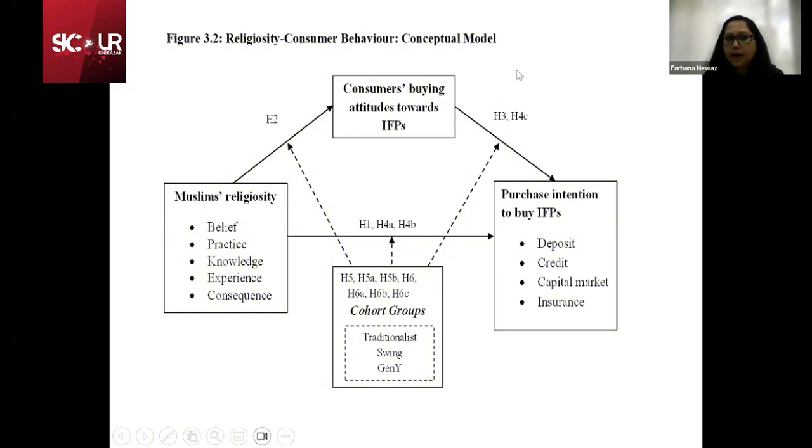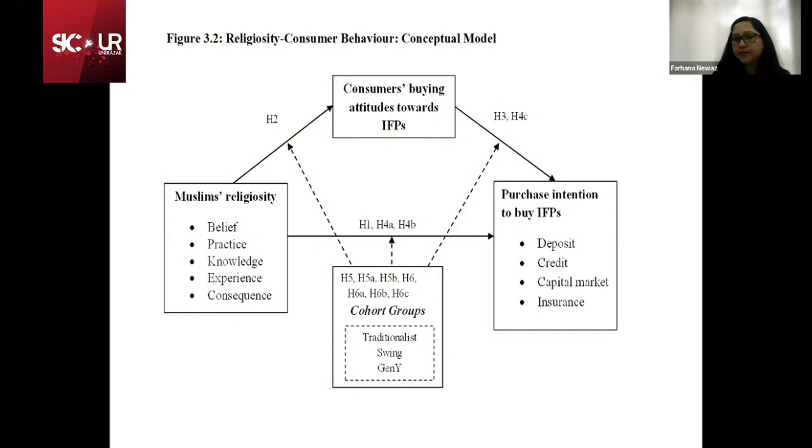Here my main focus of the study is the impact of religiosity on consumers' purchase intention towards Islamic financial products, right? In this case, Muslim religiosity means how committed Muslims are towards their religion. It's not the religion, it is religiosity based on their commitment towards the religion. So that is actually affecting whether people will be buying Islamic financial products or not.